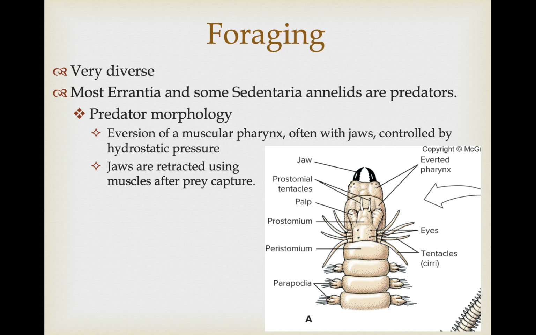There's a very diverse foraging series of mechanisms associated with how they get their food. Most Aurantia and some Sedentaria annelids are basically predators, and they're predators in pretty serious ways. They've got some pretty nasty jaws for capturing and subduing prey and drawing it back into the mouth using muscles that would be attached to these jaws to draw it into the body, where the food would be put into the pharynx, then the esophagus, and driven down the digestive tract.